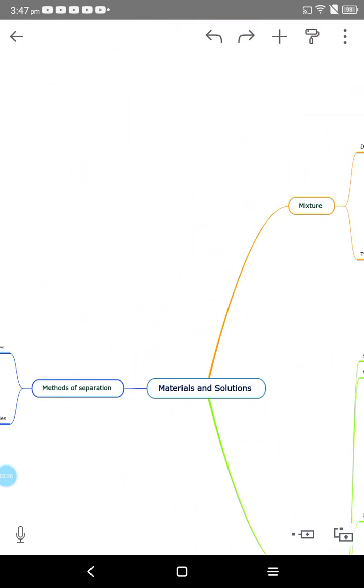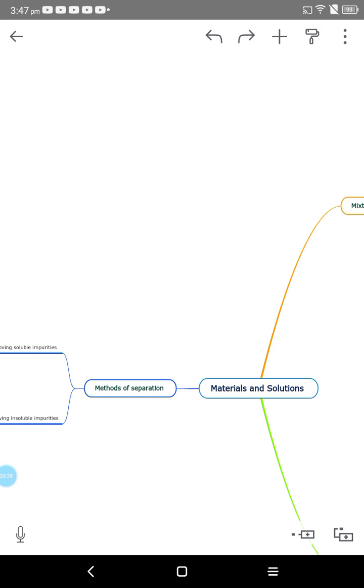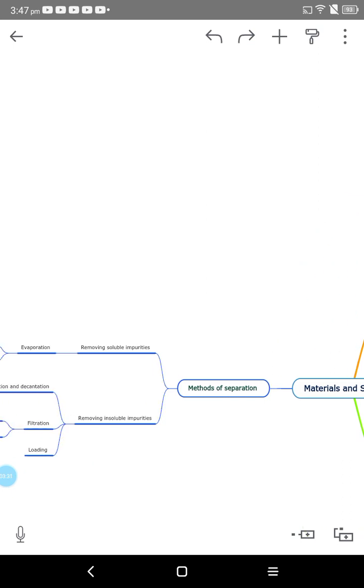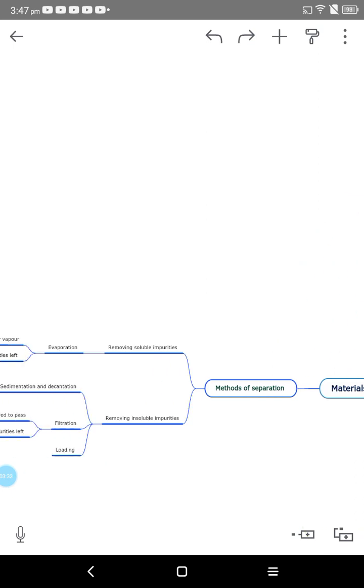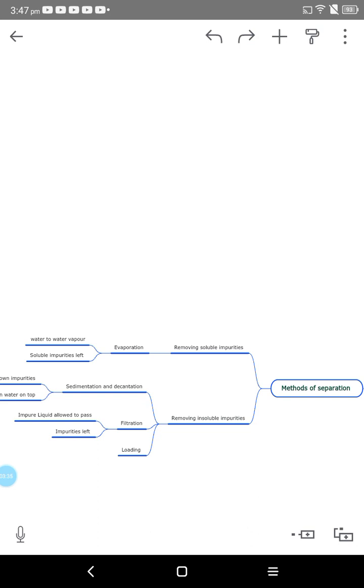Let's start with methods of separation. Removing soluble impurities: evaporation. Evaporation is the process of changing water into water vapor on heating. When the water evaporates, soluble impurities are left behind.